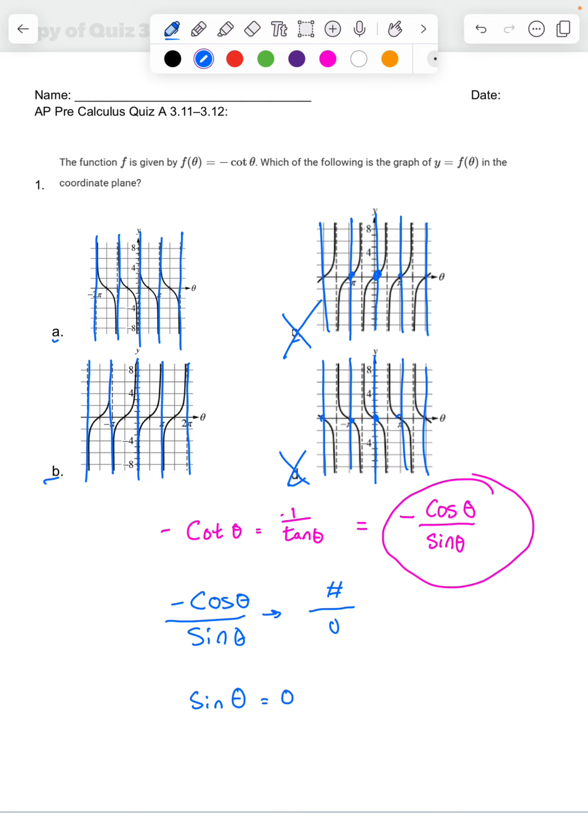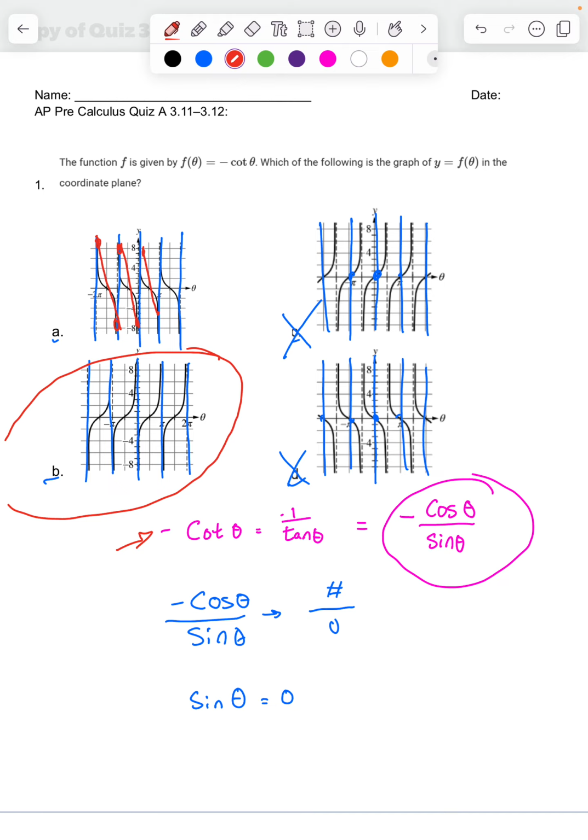So to figure out whether it's going to be A or B, we're going to look at our negative sign. Remember, the graph of a tangent function will always go from highest to lowest, or it's decreasing. Notice how our tangent functions are always going to be decreasing. However, when we're taking the negative version, cotangent, it's going to be choice B because we're increasing.